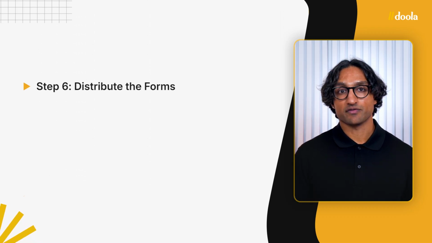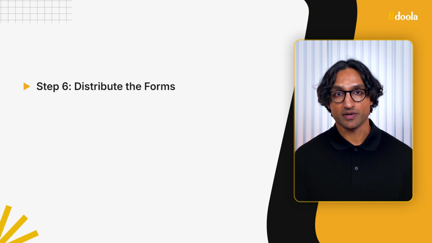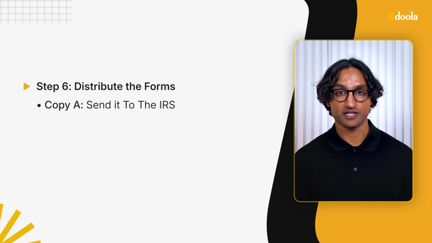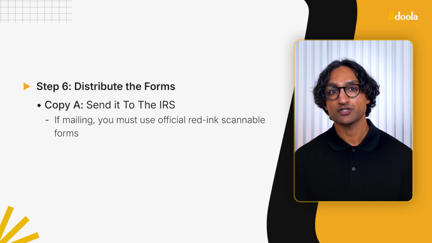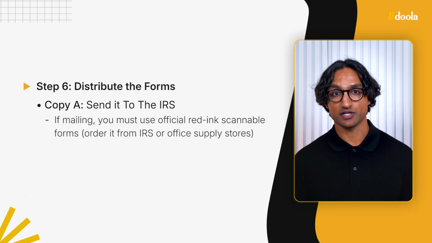Step 6, distribute the forms. Keep in mind, you can't just print forms from the IRS website for mailing. Copy A, send it to the IRS. If mailing, you must use official red ink scannable forms ordered from the IRS or office supply stores.